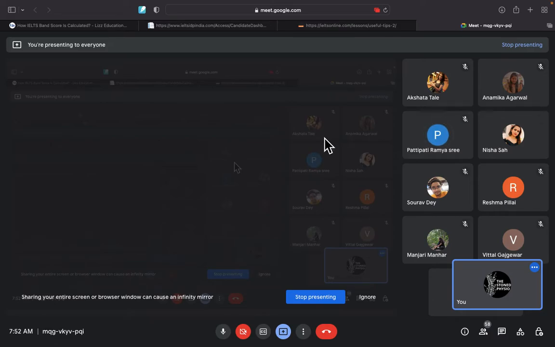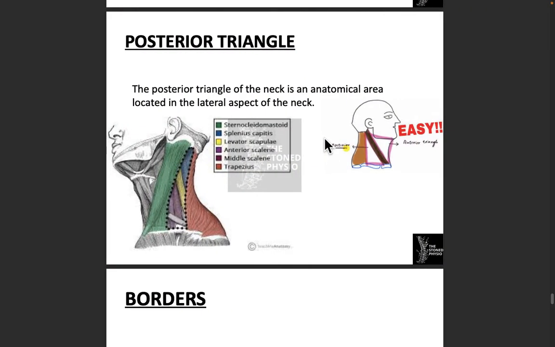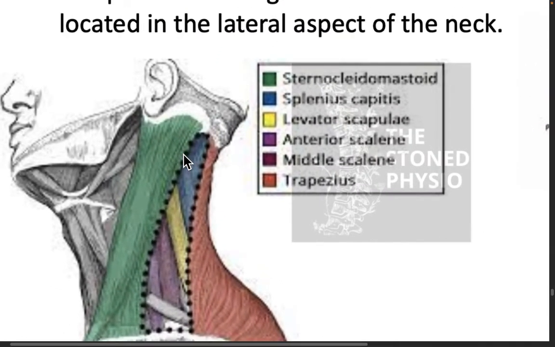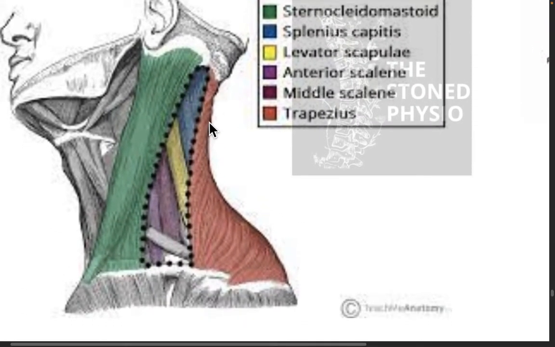Okay, if we have understood the anterior triangle, then it is much easier for us to understand the posterior triangle, because there is not much complexity when it comes to the posterior triangle. Can anyone tell me the borders of the posterior triangle? Anteriorly by the mastoid... Inferiorly it is formed by the clavicle, the middle part.